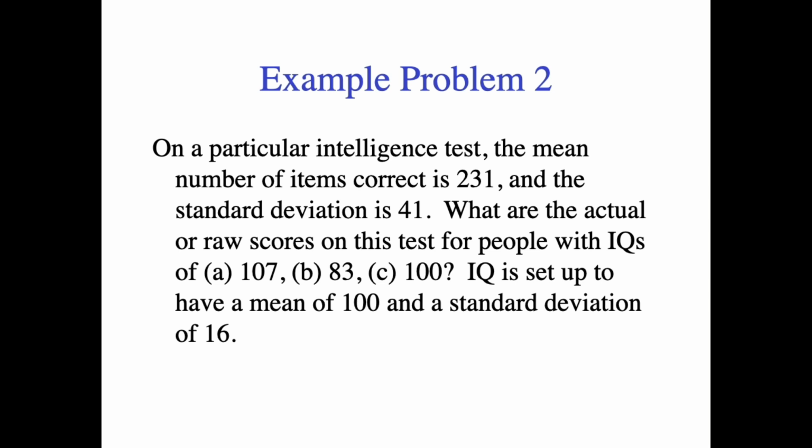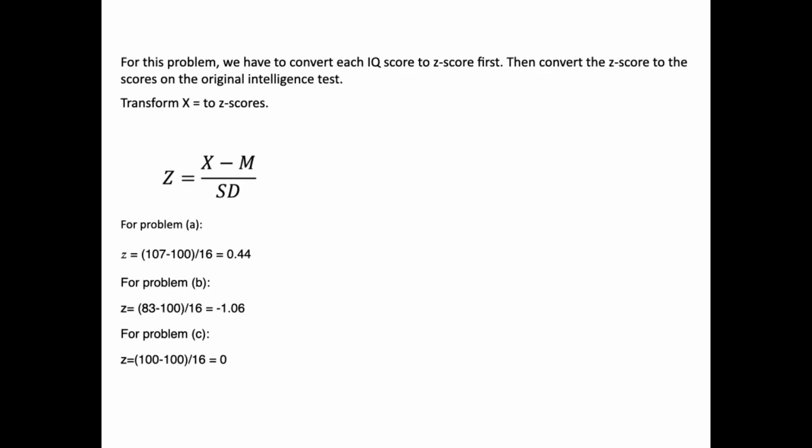If I know what a person's IQ score is, can I then convert it to what their score would be on this new intelligence test that has a mean of 231 and a standard deviation of 41? So in order to solve this problem, we're going to take those three IQ scores and convert them first to Z scores. And then once we have them in Z score language, we can convert the Z scores to raw scores on the new intelligence test, the test that we just made up. So that's the logic behind this.